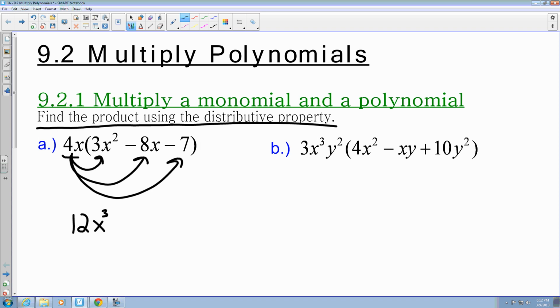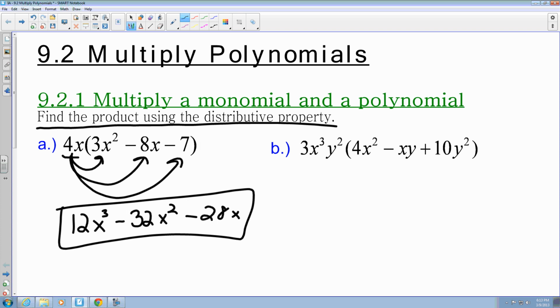Okay, so now I have 4x times negative 8x, so it's positive times negative, which gives me a negative. 4 times 8 will give me 32. And then x times x would give me x squared. The last one will be 4x times a negative 7, so that'll give me a negative number. And then 4 times 7 will be 28. And then x, there's no other variable, so it'll just be x. So the answer to this particular problem will be 12x cubed minus 32x squared minus 28x.